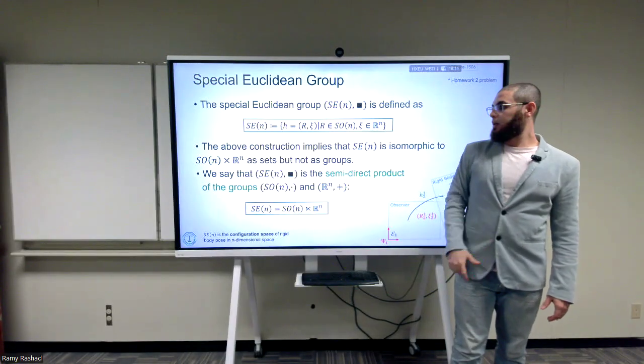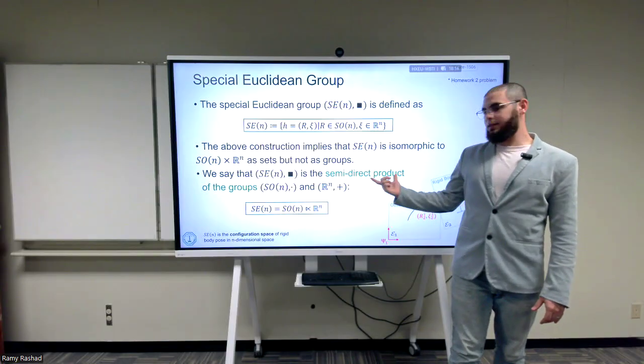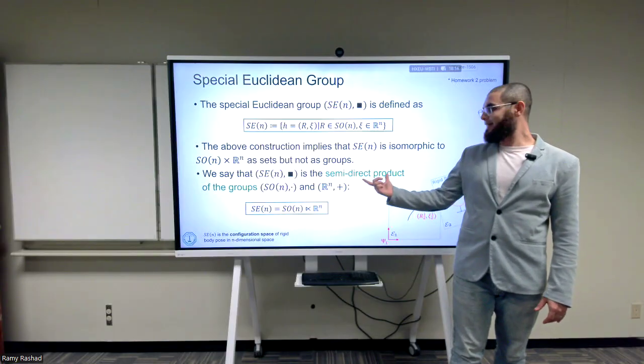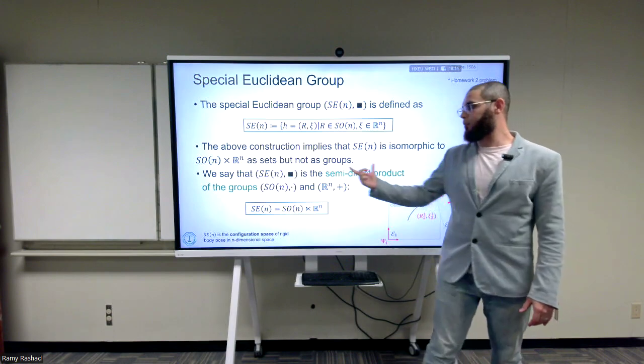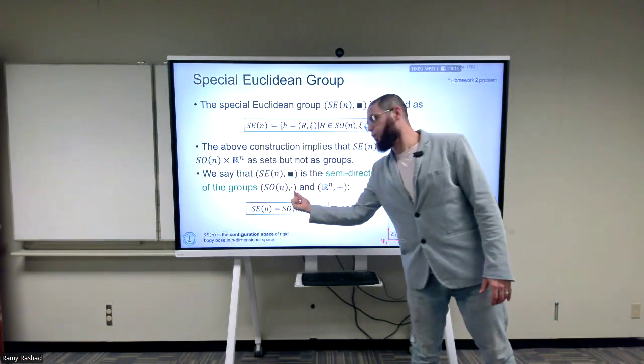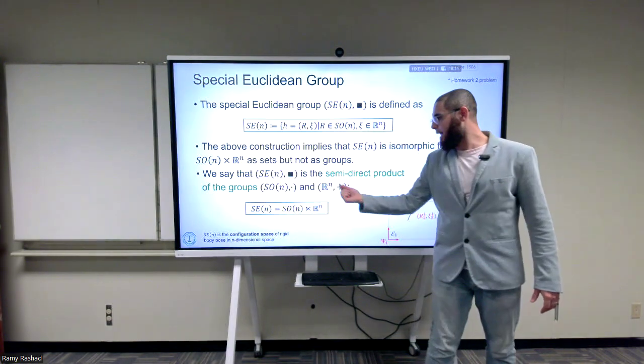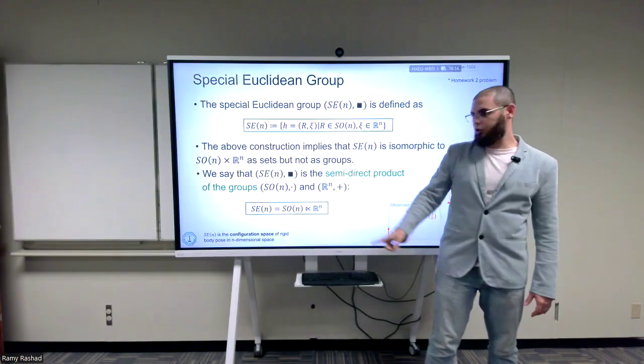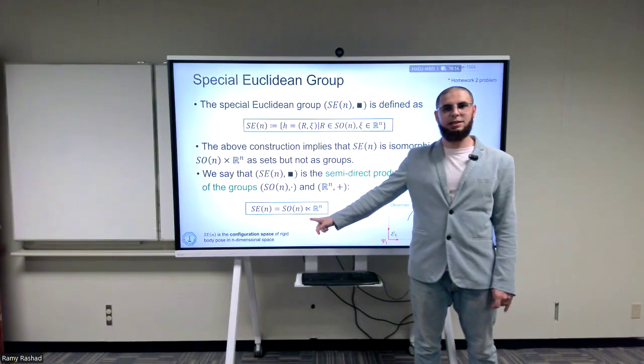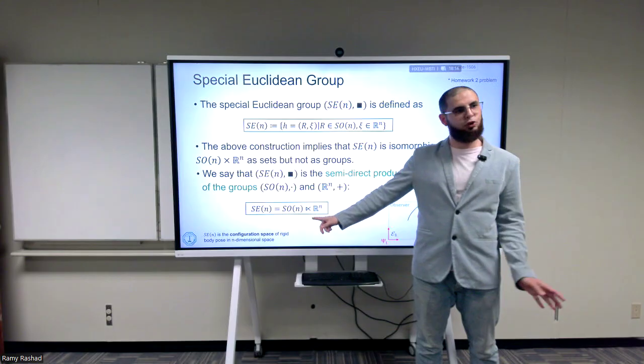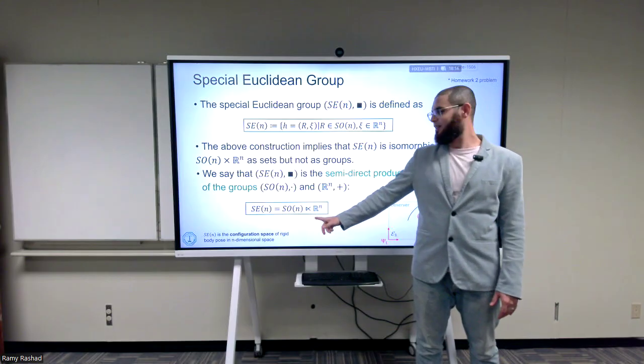This is why you find all over the place that SEN is usually called the semi-direct product of the groups SON with the group multiplication and RN with the plus. And it usually has this symbol. Has anyone seen this symbol before in any paper? You don't read a lot of papers, okay? You'll see it, hopefully.